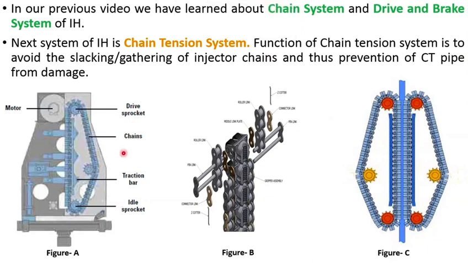Now we can see this from these diagrams. In this diagram, the chain is in a tight and straight position. Just imagine that if this chain gets loose, then when the coiled tubing pipe passes through it, it will bite it or it will damage the coiled tubing pipe. So the chain tension system is used to protect the pipe from damage.